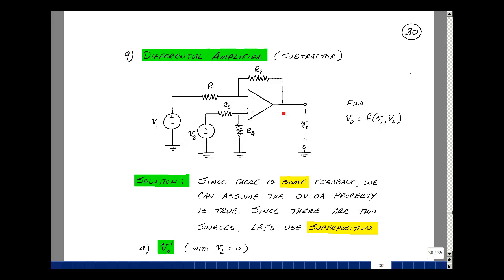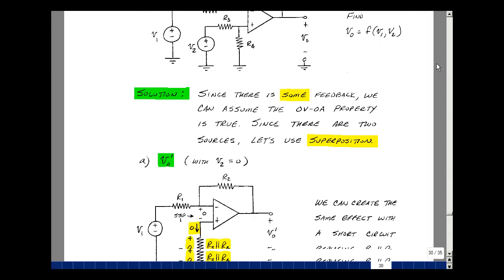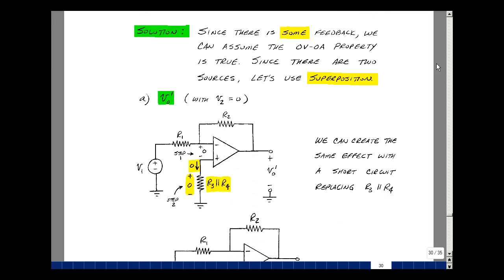Now since I have feedback around the output terminal back to the minus terminal, we can assume that our no voltage, no current property is true. We also have 2 sources, so let's use superposition. Suppose I set V2 equal to 0, and then find the output due to V1. And that's what's shown here on the drawing.